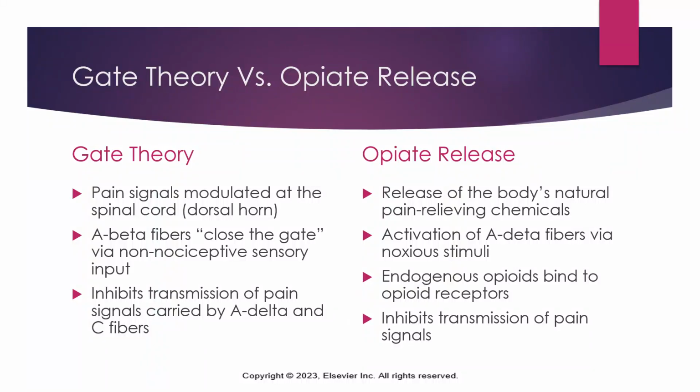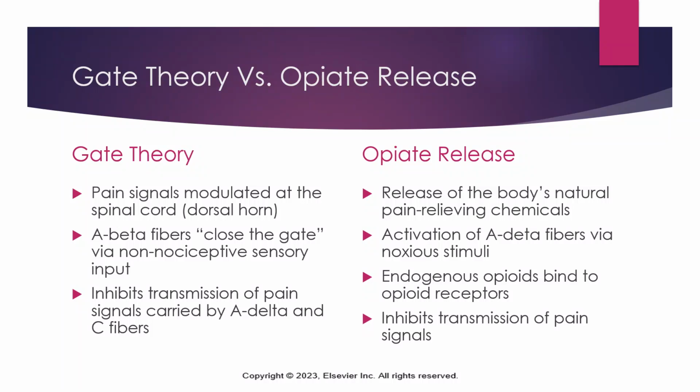Again, some of the benefits, gate theory of pain control, it does decrease pain, but in the very short term. Whenever we're trying to stimulate this opiate release theory via these natural endorphins released by the body, these endogenous opioids, this is going to be a longer lasting pain relief. So if your patient can tolerate these opiate release type parameters, it's probably going to be better for them in the long run because they're going to get more pain relief for a much longer period of time.